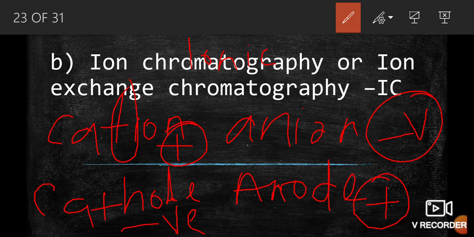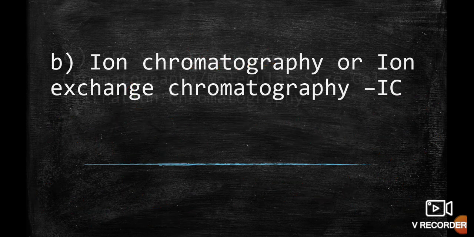So here, the attraction between them is by electrostatic attraction between the oppositely charged ions. For example, if you take an anionic exchanger, the anionic exchanger is positively charged, so the negative ions will come and interact with the stationary phase, and the reverse is for the cationic exchanger. So this is all about ion exchange chromatography.